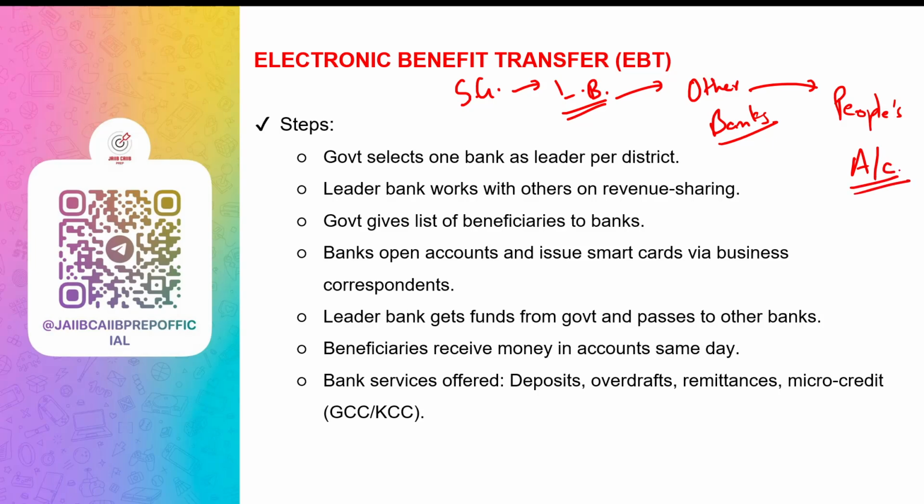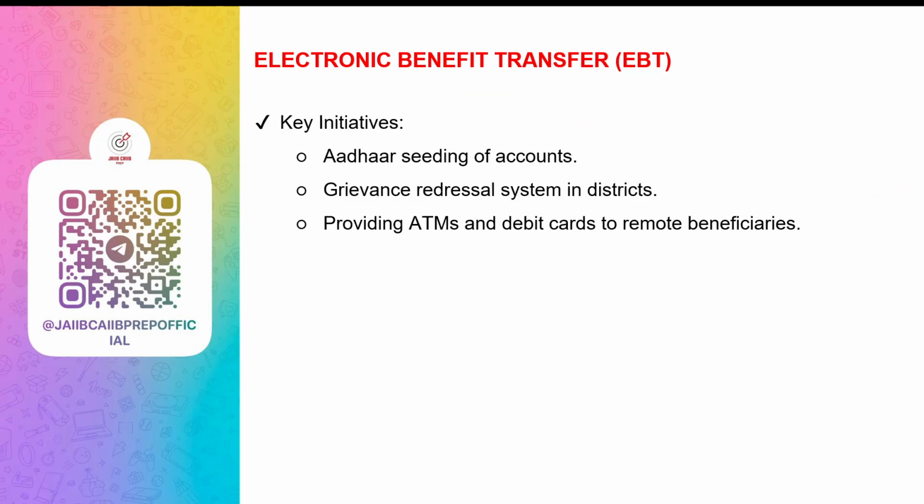Now, all this happens on the same day, and people can also get services like deposit accounts, small loans, remittances, and credit for farming, Kisan credit card. Now, what are the key important initiative or measures?